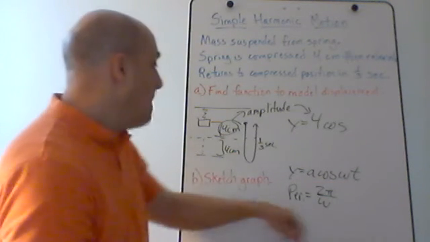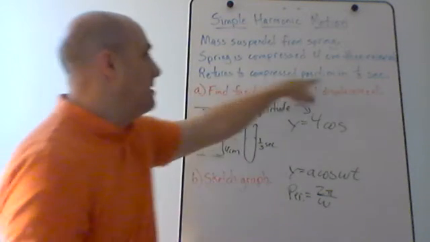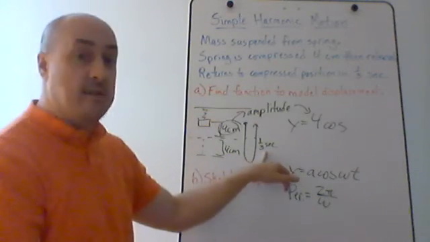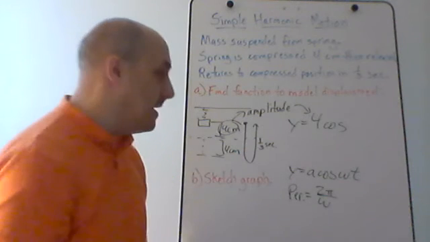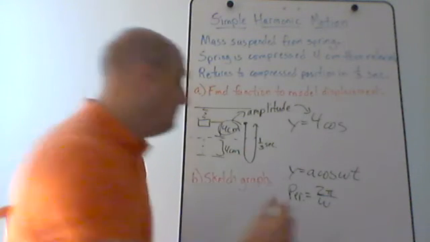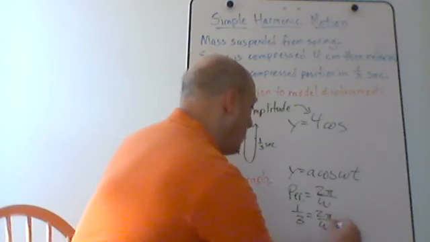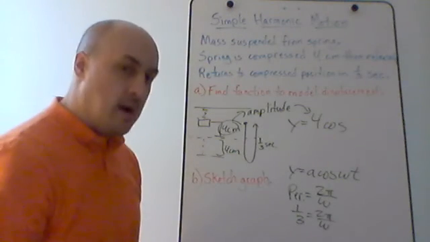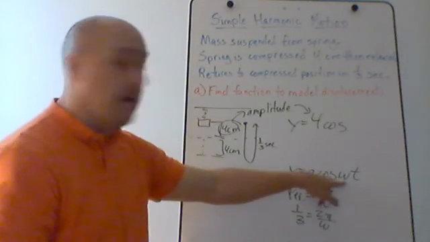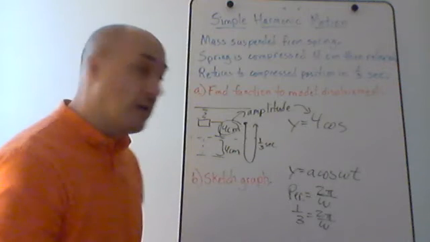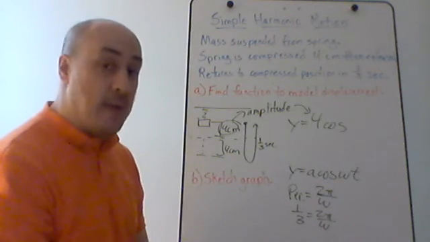Well, my period is how long it takes to do one full cycle, and they tell us it returns to its compressed position in 1/3 of a second. So we compress it, it goes all the way down, all the way up. That takes 1/3 of a second. 1/3 of a second is my period. So I can say that 1/3 is going to equal 2 pi over omega. And now I need to solve this equation for omega, because omega is the number that I need to plug in here next to my t, inside my cosine function. So if I have 1/3 equals 2 pi over omega, I need to solve for omega.